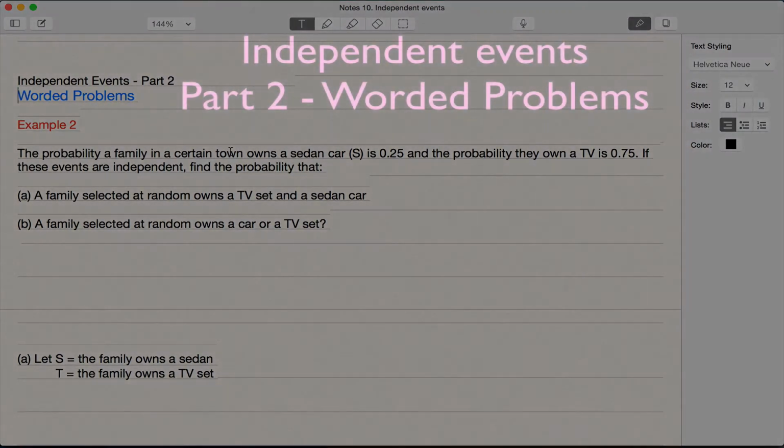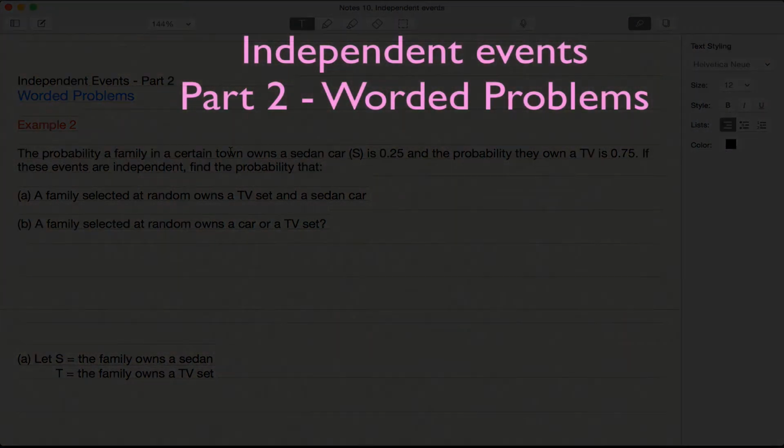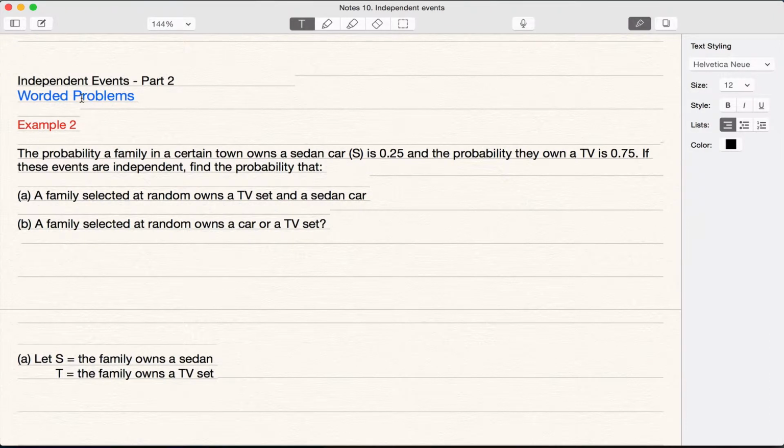Welcome to our video Independent Events Part 2. This time we're going to look at some worded problems. This is example 2, following on from example 1 in video number 1.